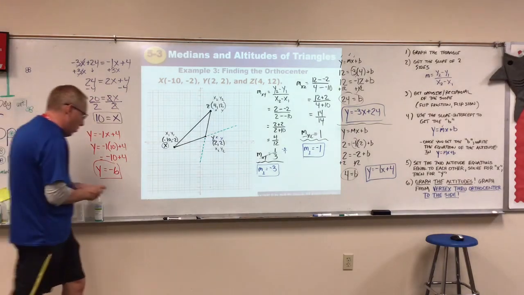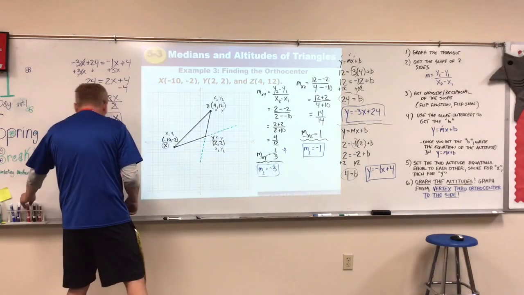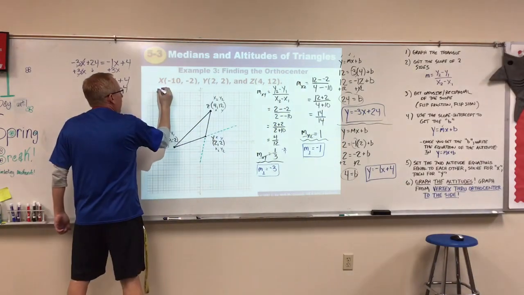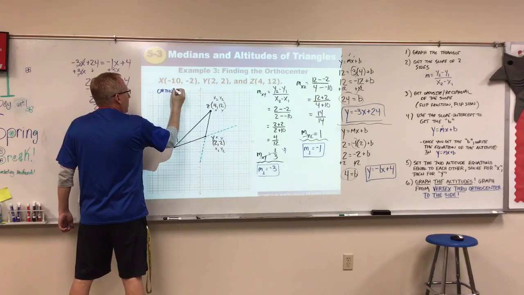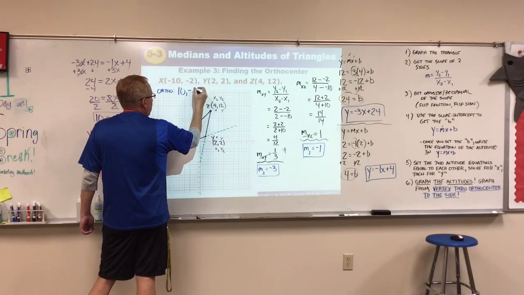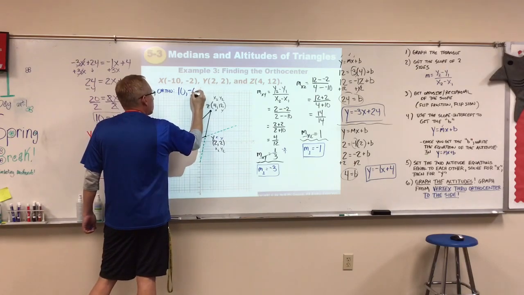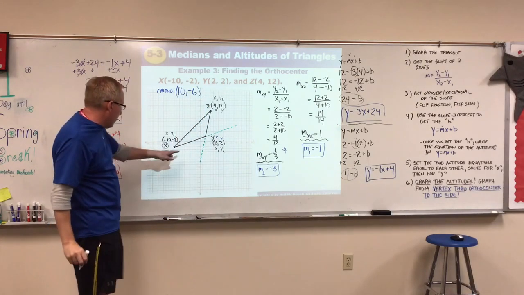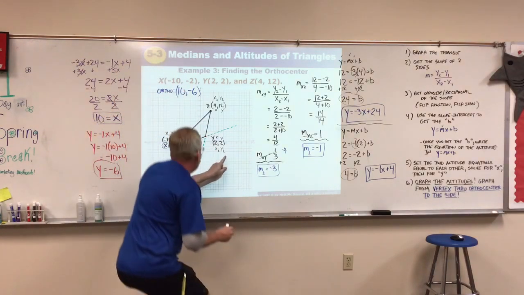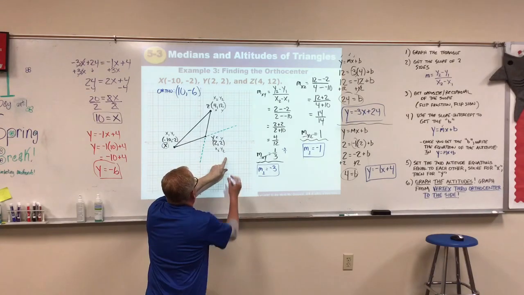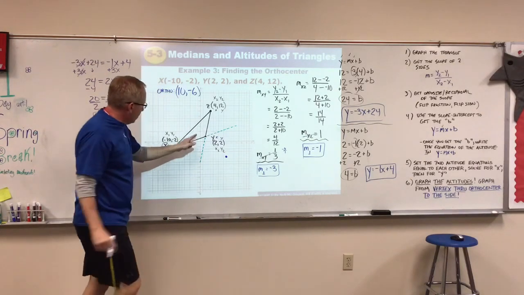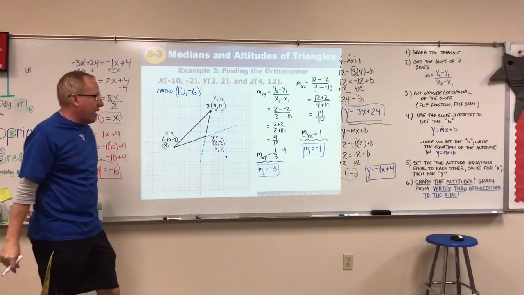So now we know that my orthocenter is at 10, negative 6. Now I can graph my orthocenter. It's at 10, negative 6, which is down here. So 10, negative 6. There is my orthocenter. And as you can see, it is outside of the triangle.